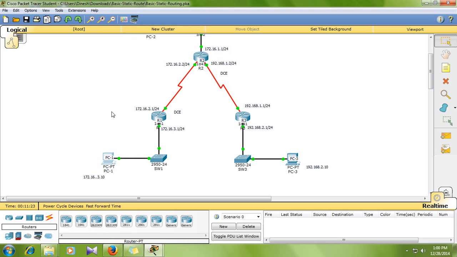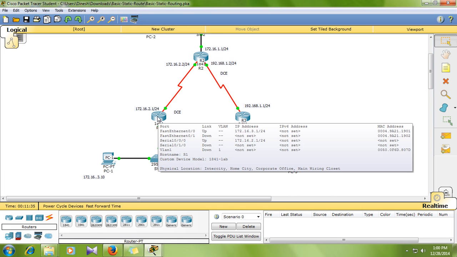Static routing is nothing but informing the router to take routing decisions based on the static route. Actually, how does the router work? As you know, the router is a layer 3 device. It will forward the packets based on the routing table information.